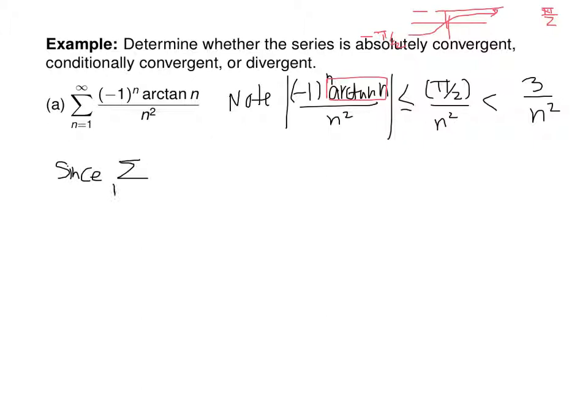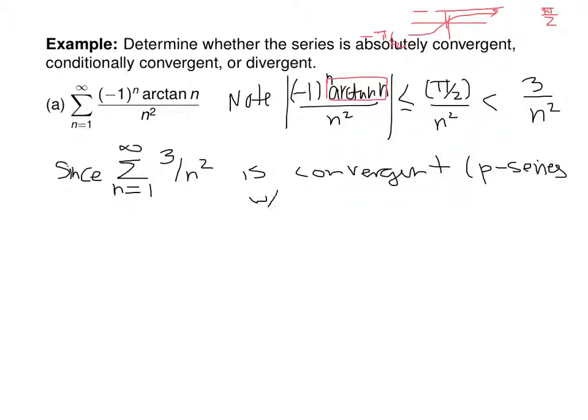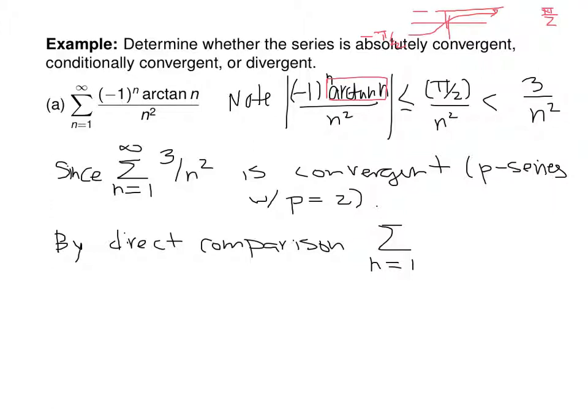And since the sum from n equals 1 to infinity of 3 over n squared is finite, since this is convergent, it's a p-series with p equal to 2, we know that by direct comparison, the sum from n equals 1 to infinity of the absolute value of (-1)^n arctan n over n squared plus, just n squared, excusez-moi, is also convergent.